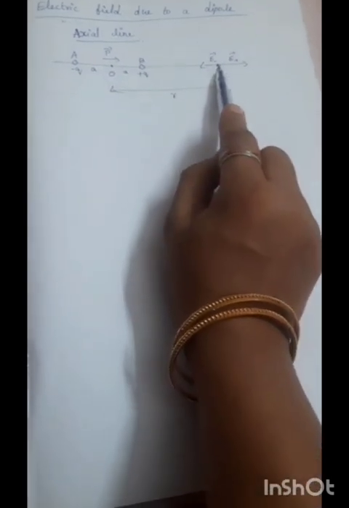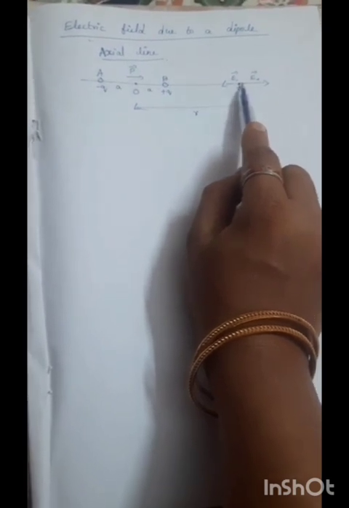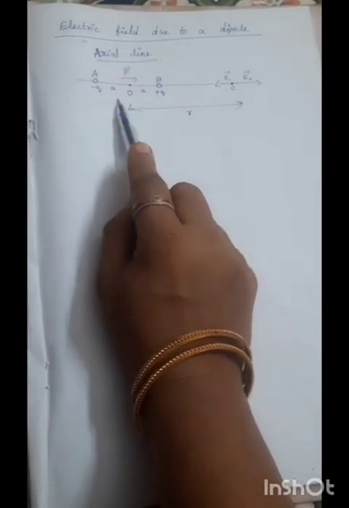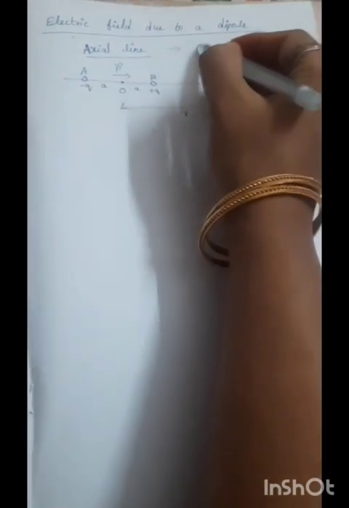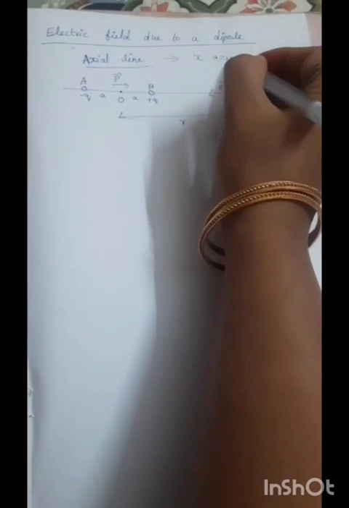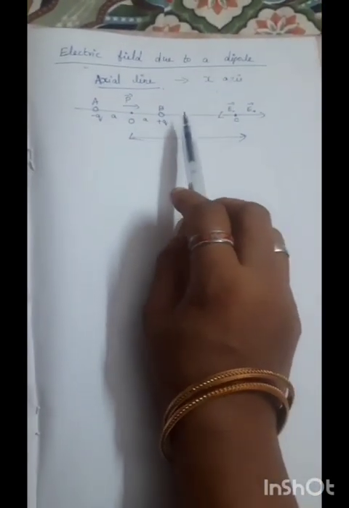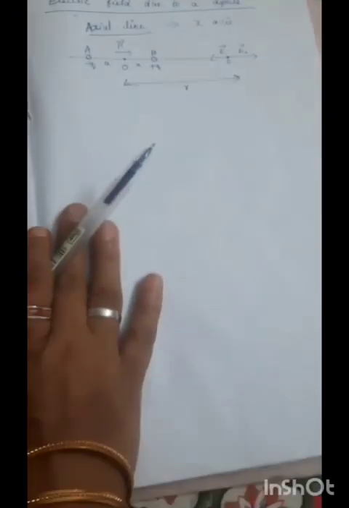Now we are considering another point C. This point is located at a distance of r from the midpoint O of the dipole on the axial line. Axial line in the sense we can consider this as towards the x axis. In maths you could have learnt about x axis and y axis. So we represent this one as an axial line. Now starting with the electric field.